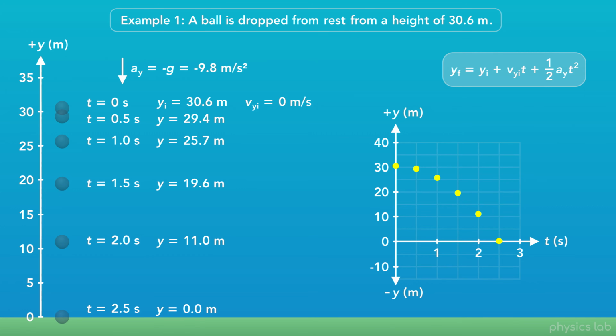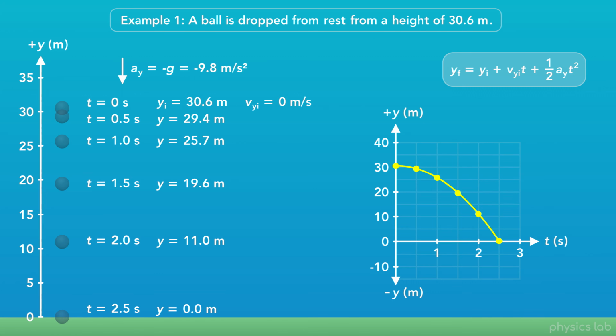Here's all the points we found. If we calculated the y position at smaller time intervals, we could plot more points. And if we watch the y position as the ball falls, here's what the graph looks like. First, keep in mind that this is a graph of one-dimensional motion. It's not showing us a two-dimensional path. The ball only moves down, it's not moving to the right.